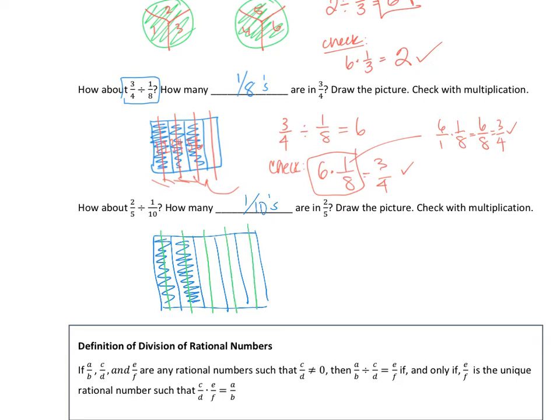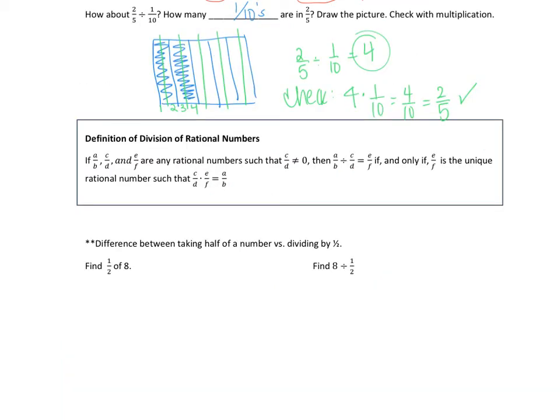And so we can see that there's 1, 2, 3, 4. So the question 2/5 divided by 1/10, the answer to that is going to be a 4. And I can check that by looking at how much 4 times 1/10 will be. I could use the definition and say that's 4/10, but then that reduces to 2/5, which is my check.